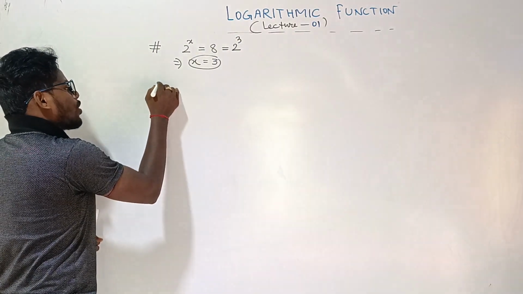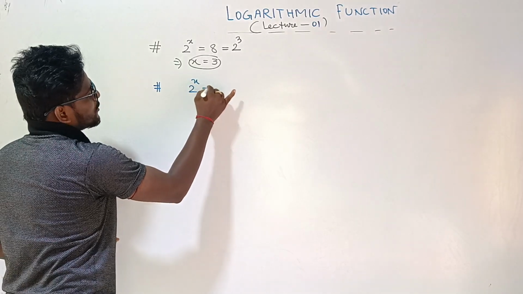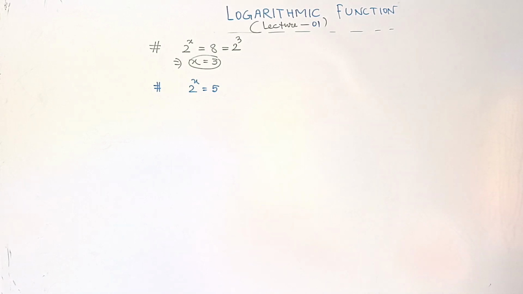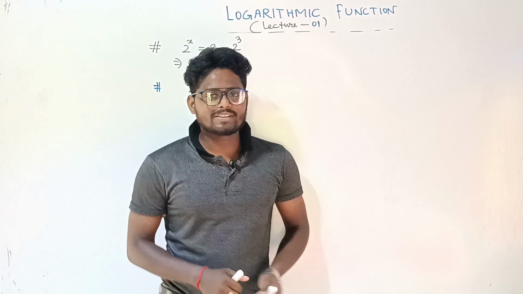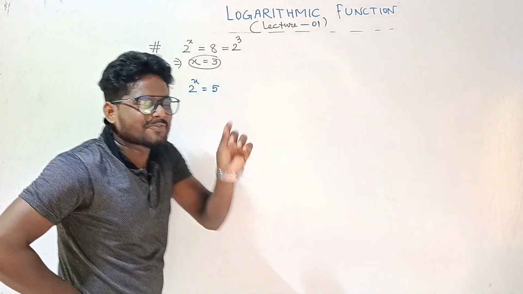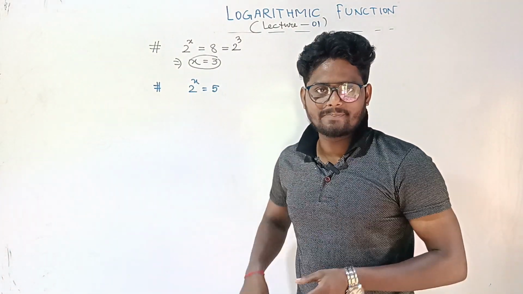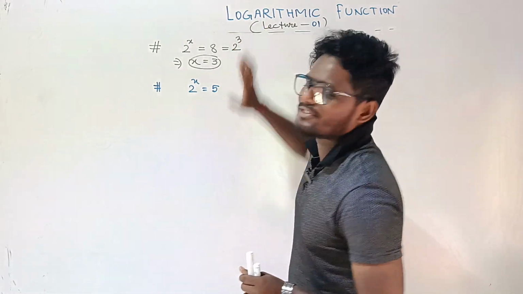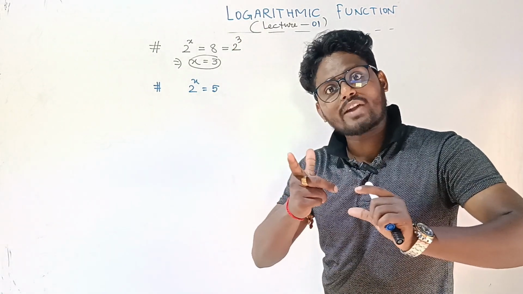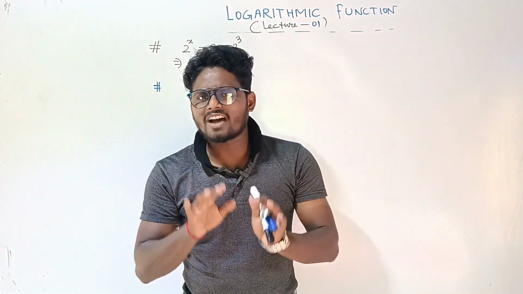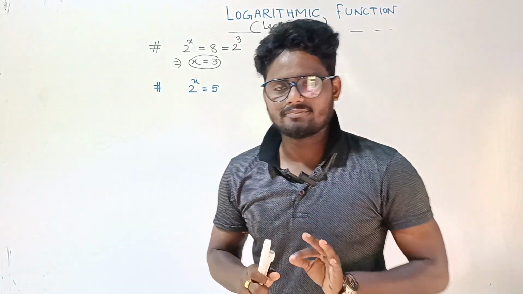If I ask you to solve 2 to the power x is equal to 5, then what will be your answer? Come on, try to solve it. How to solve this? The problem is that 5 is very difficult to express as an exponent of 2. Here we can easily express 2 to the power 3, but 5 is very difficult to write as 2 to the power something. So that's why here we will take the help of logarithm.